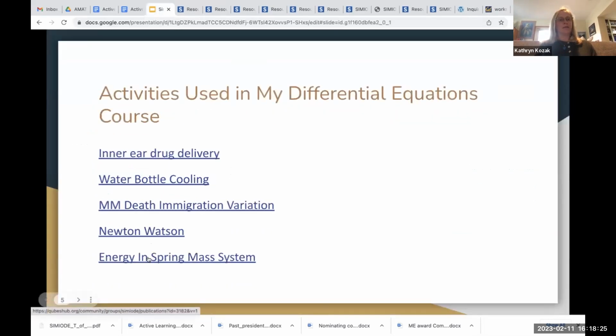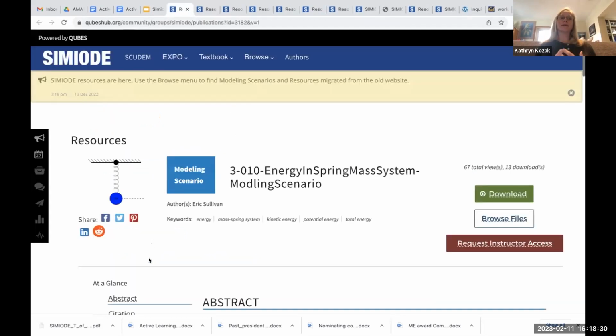And then I use a lot of the other ones for other pieces, and I do a lot of other activities that I've created for Laplace transforms and so forth. But I also use the spring mass system modeling for introducing a system. Actually, I can do systems, but it also introduces a second order differential equation.